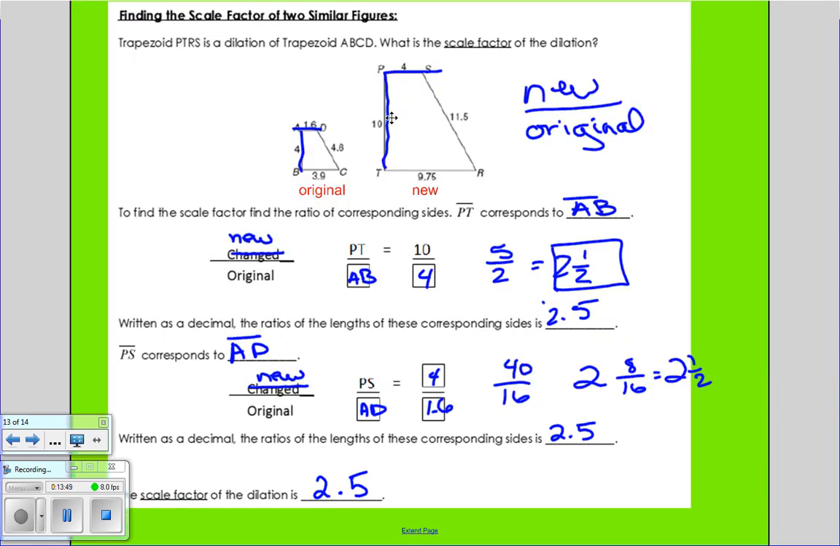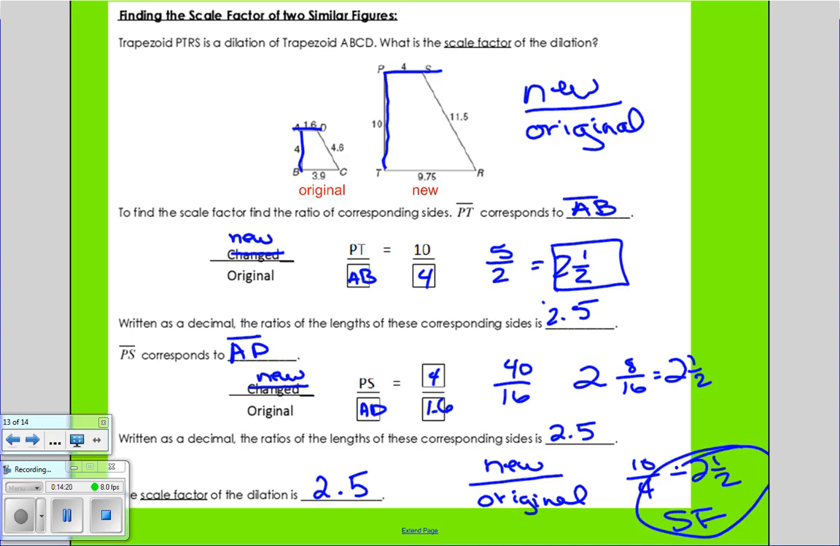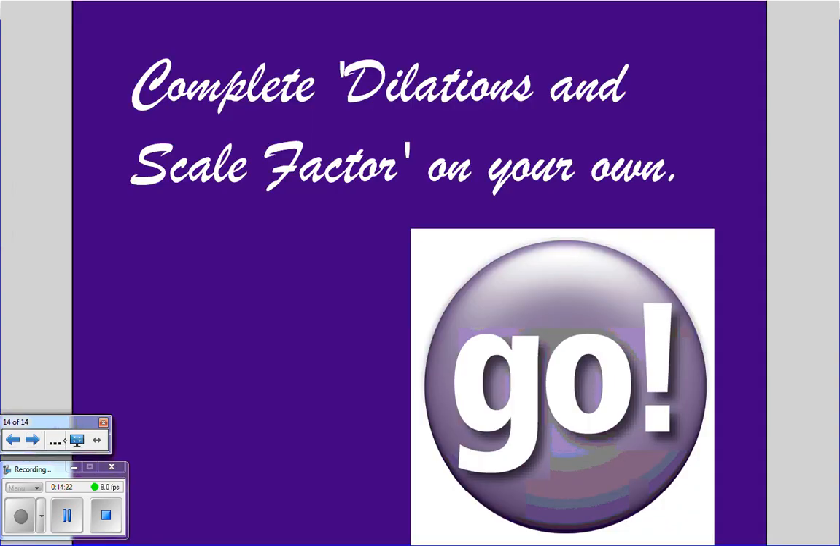So we find our corresponding sides, make them into a fraction, new over original, and reduce it. And that's all you do to find scale factor. Remember, new over original, find one side of the new figure, 10, put it over the same corresponding side of the original figure, 4, and reduce your fraction. And that's it. That's scale factor. Okay, that's all you do for scale factor. Now you're going to complete your assignment on dilations and scale factor on your own.